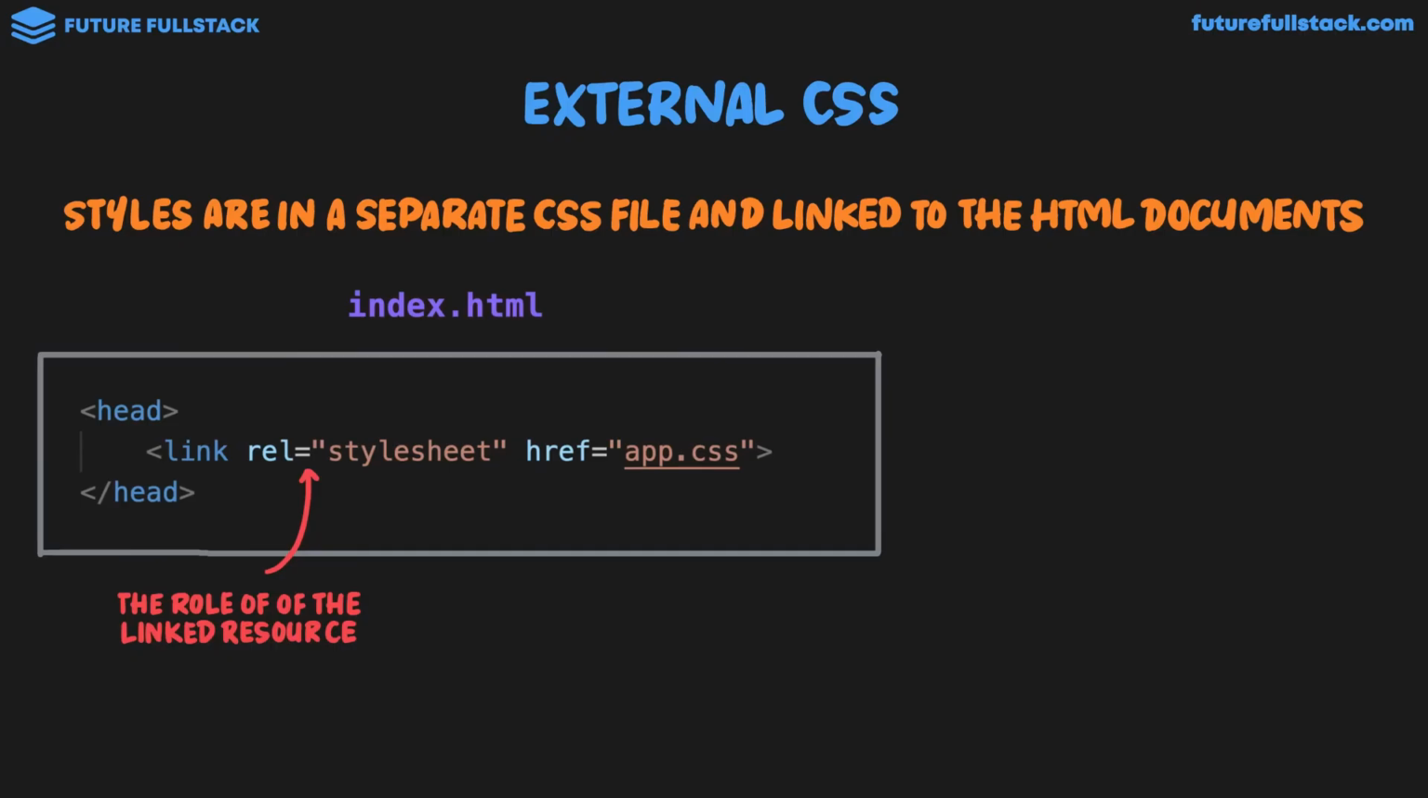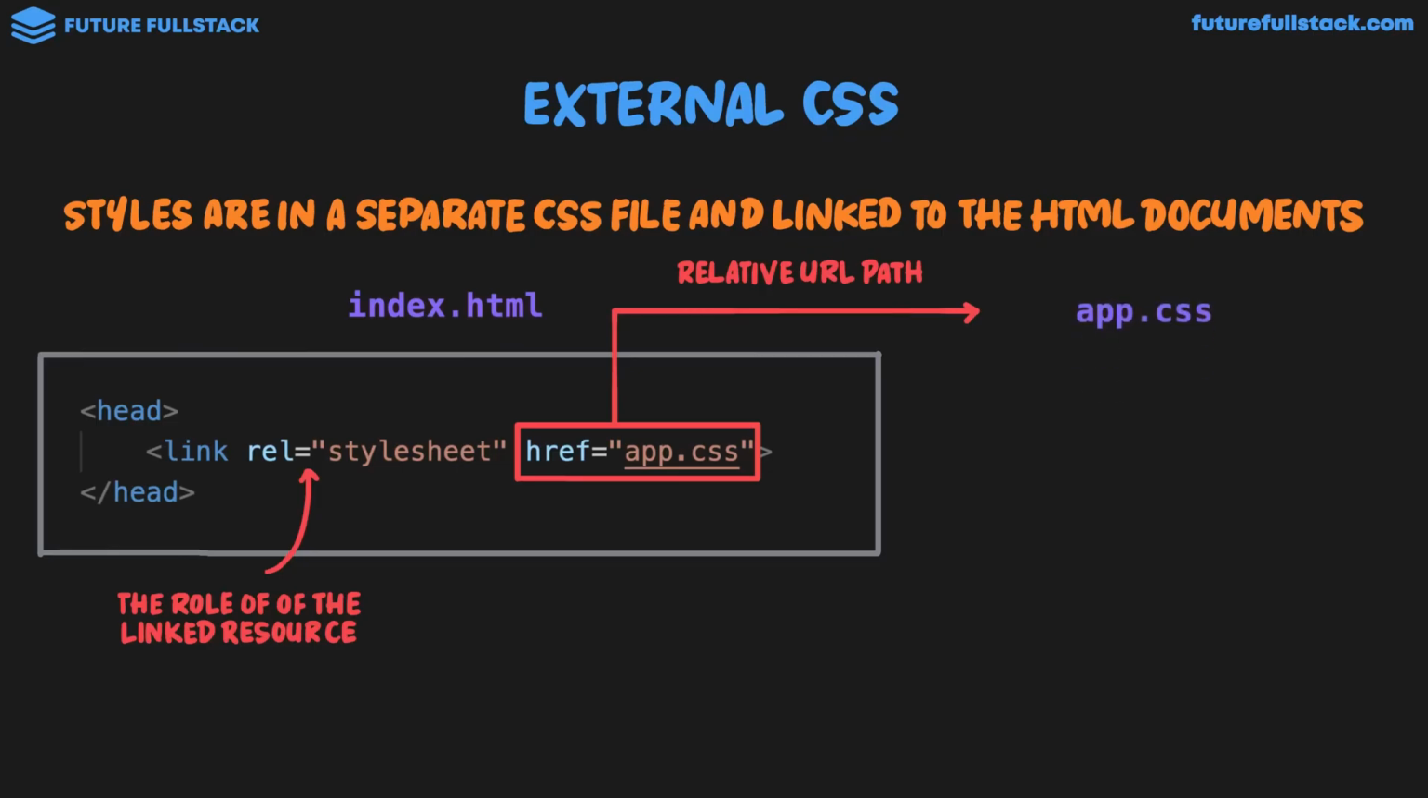The other attribute is the href attribute, which we've met before when discussing hyperlinks. The purpose of the href attribute is to reference the location of the CSS file, which will be somewhere inside our working directory. So we will be using a relative URL path. Now, it's common to call your CSS file app.css. So I will do the same here. And you can see our href is referencing this file.